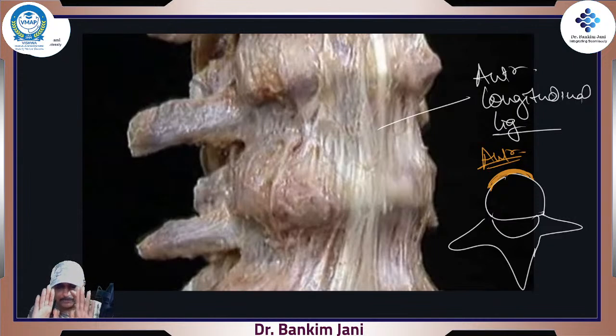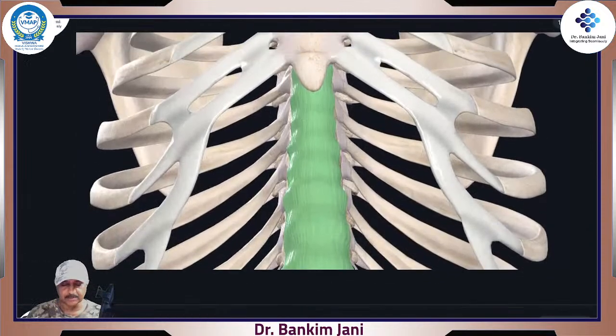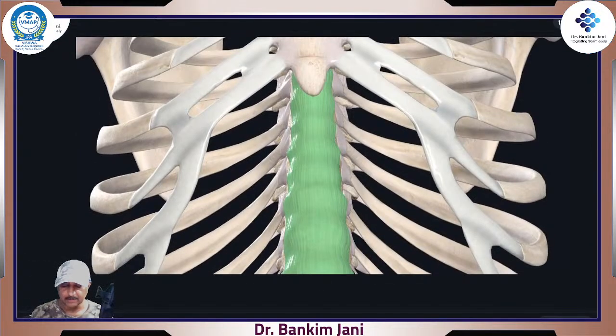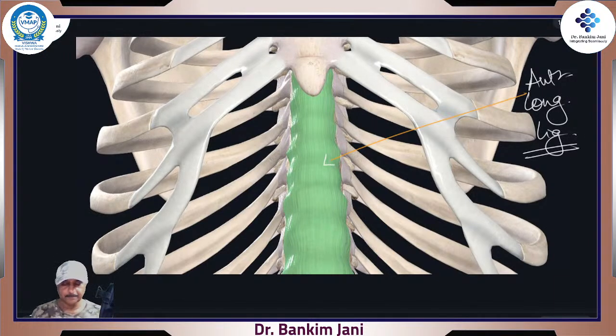That's why this is the anterior longitudinal ligament, because it is attached to the upper and lower lips of the vertebral body. So that's the vertebral body, and that's how all the way it is connected, right? Here it is, right? If we see this, this is anterior longitudinal ligament, right? Okay.